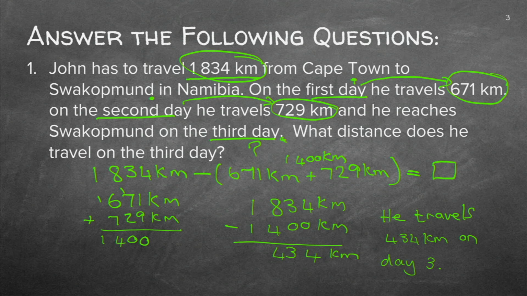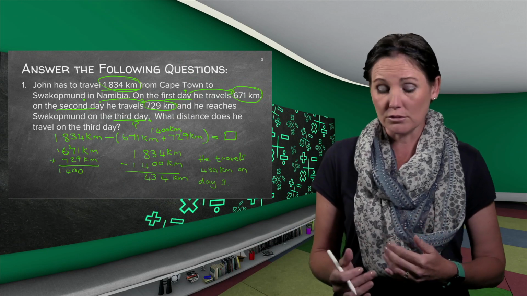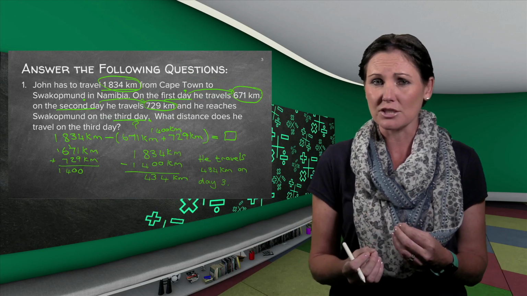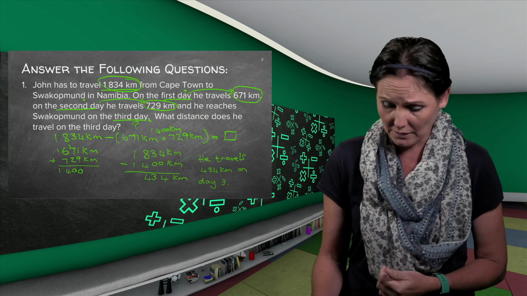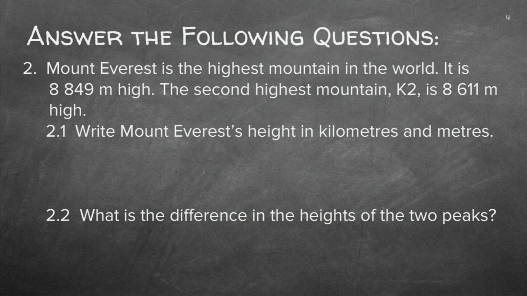Can you see why you have to read the question very carefully and read to make sure how many calculations are there, what are they asking me? The next one. Mount Everest is the highest mountain in the world. It is 8,849 meters high. The second highest mountain, K2, is 8,611 meters high. Write Mount Everest height in kilometers and meters.